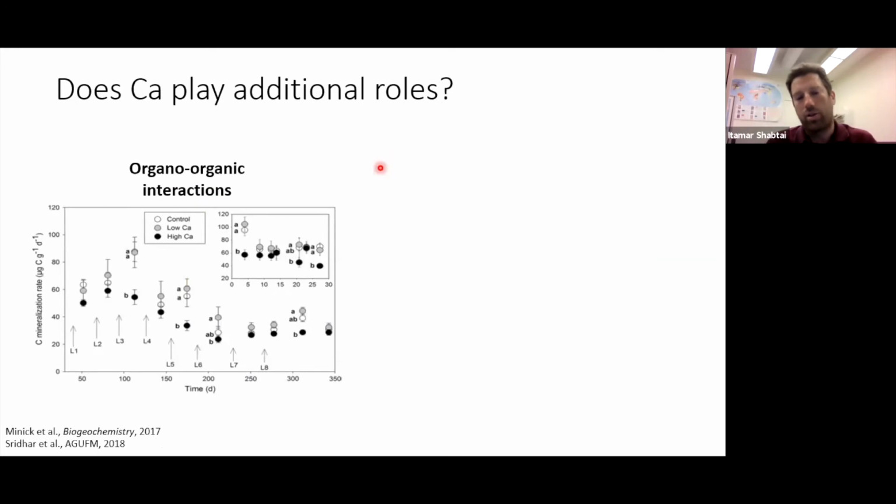Other studies have also shown that other mechanisms may exist. So for example, in this incubation of an organic horizon in which soil minerals are largely absent, the addition of calcium resulted in decreased mineralization of the organic carbon, here in black. So because there are no minerals here, organo-mineral interactions probably play a very small part of what is going on here. So perhaps there are some organo-organic interactions in which calcium is playing a role.